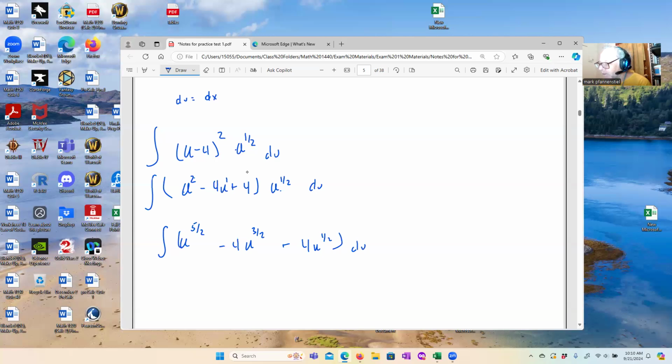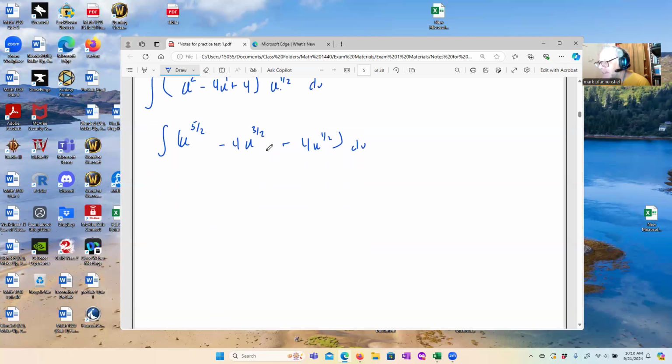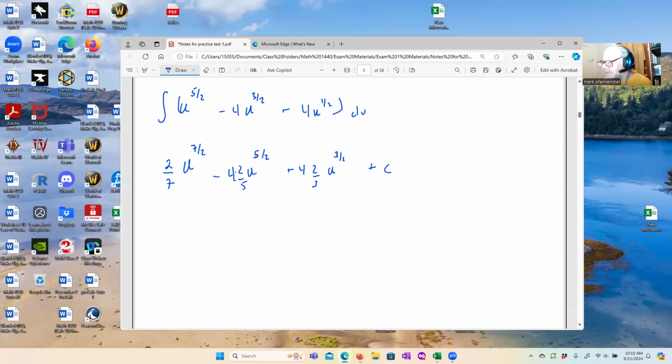Now we'll go ahead and integrate this thing. Again, add 1 to each of the exponents. So we have u to the 7/2 times 2/7, minus 4 u to the 5/2, we added 1, times 2/5, plus 4 u to the 3/2, we're just going to add 1, 3/2 rather, times 2/3, don't forget, plus c. Let's clean this up a little bit so it looks a little bit nicer.